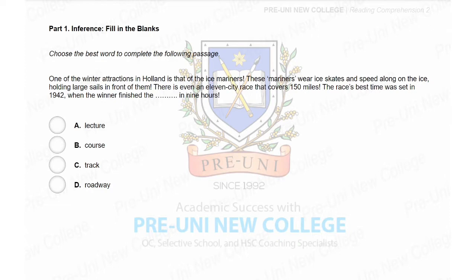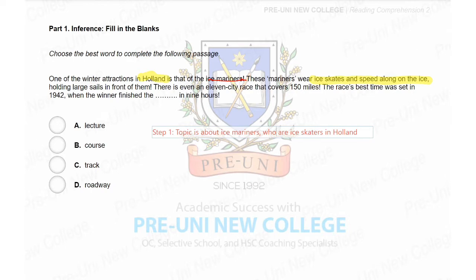Alrighty, so once again, we're going to be applying our 3 major steps to tackle this question. So remember, step number 1 was figuring out what this passage is about, and that's fairly straightforward. We've learnt something about these ice mariners who are basically ice skaters who run around in Holland. So that's going to be our step number 1. The topic's about ice mariners who are ice skaters in Holland.